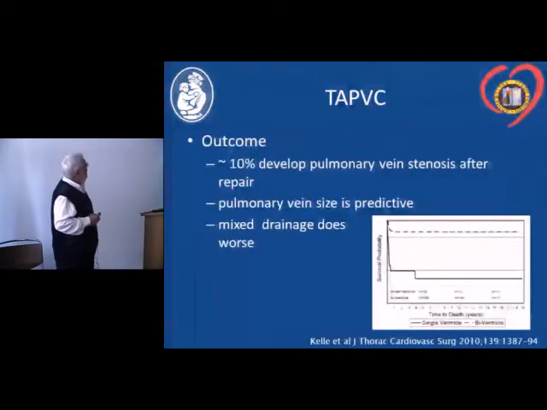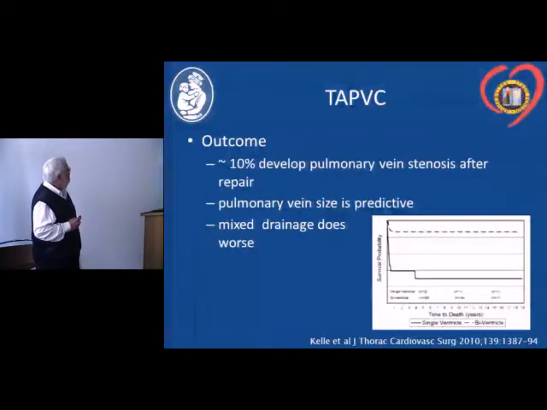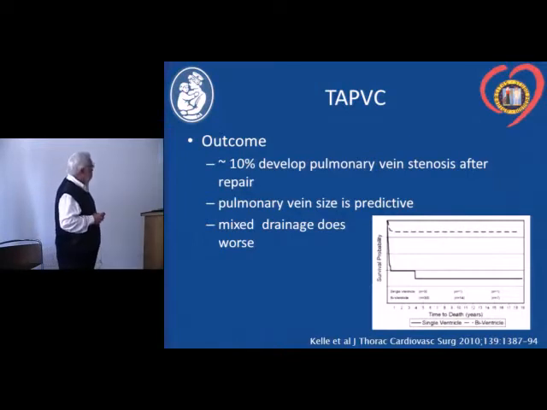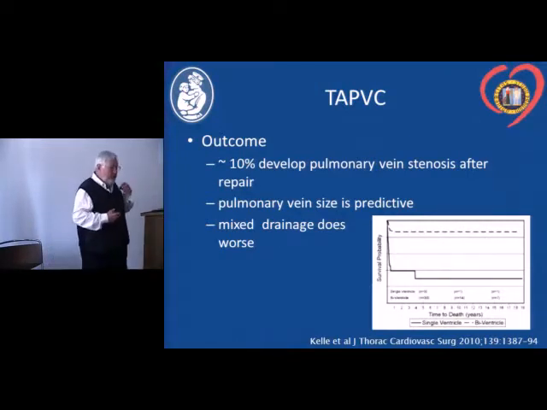So the outcome: 10% or so of babies, not heterotaxy, but with other types of pulmonary venous connection anomalies, develop some kind of pulmonary vein stenosis after repair. Pulmonary vein size is relatively predictive of this, and babies with mixed drainage, where some of the veins go one place and some go another, have a worse outcome.